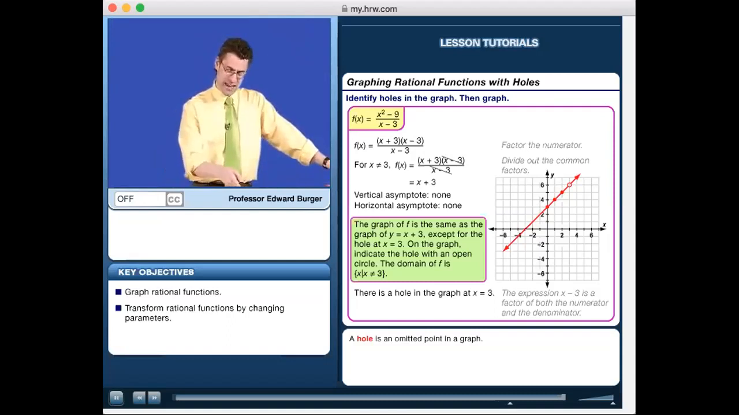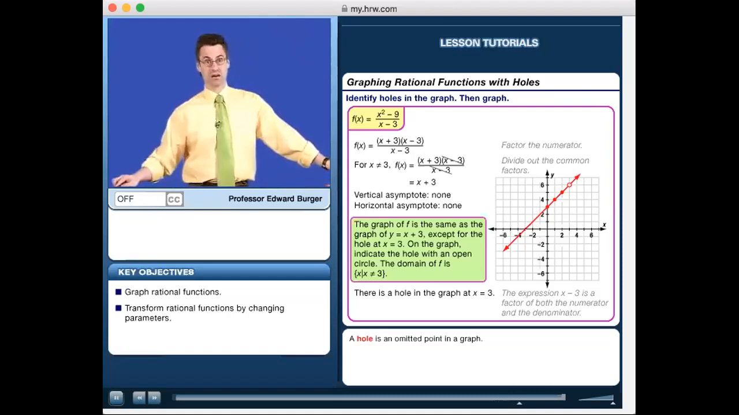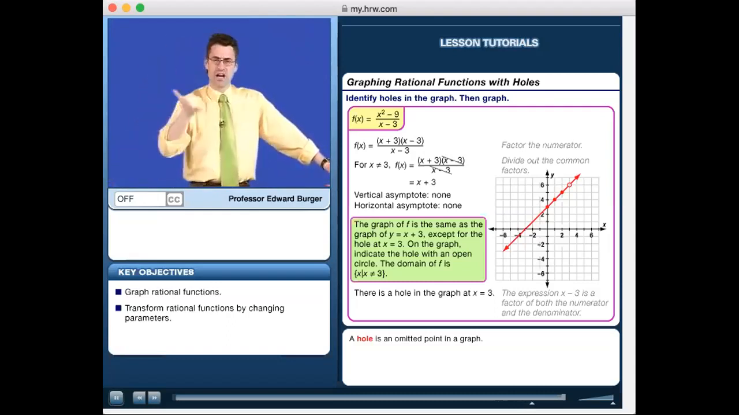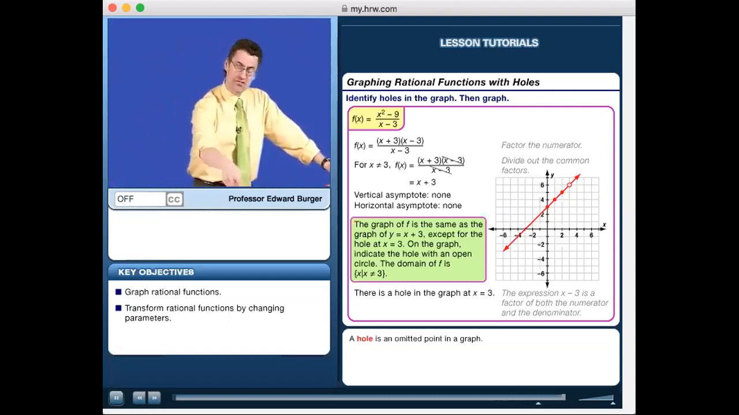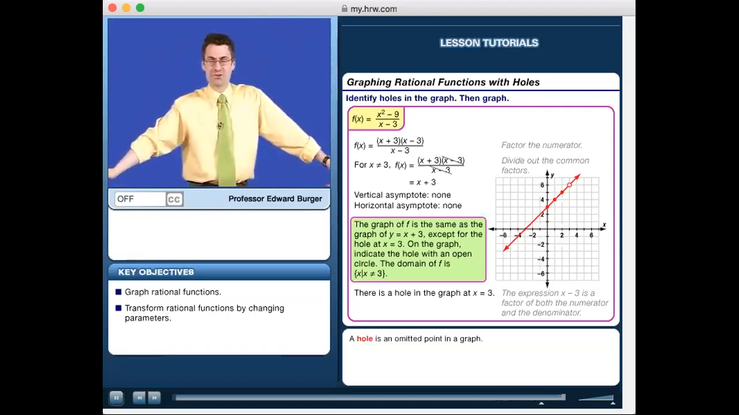So whenever you can actually cancel and you're ending up with a line, then in fact you just graph the line, but you have to erase the one point, the point that's actually not allowed. No asymptotes of any kind. It's just a regular old-fashioned line with a hole. So it's sort of interesting. If you ever wondered, gee, what's the formula for a line with a hole in it? You might think it's sort of hard to write down. It just involves a rational function. Pretty cool.